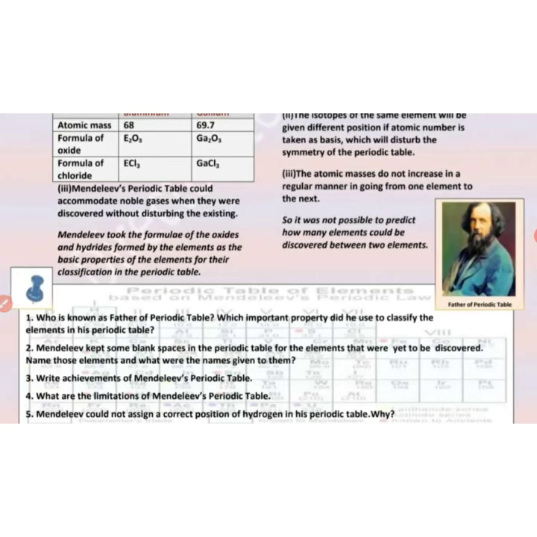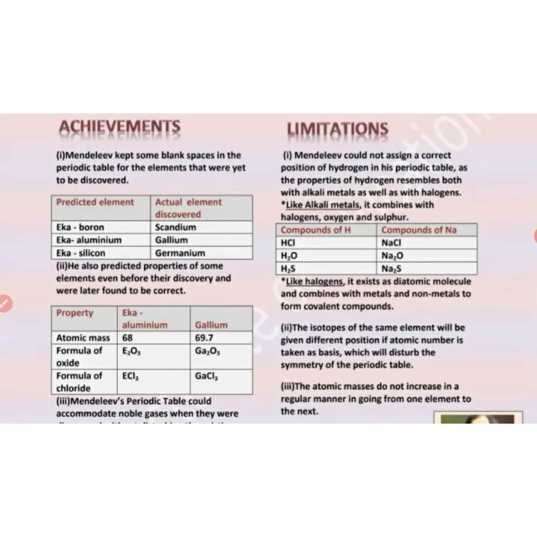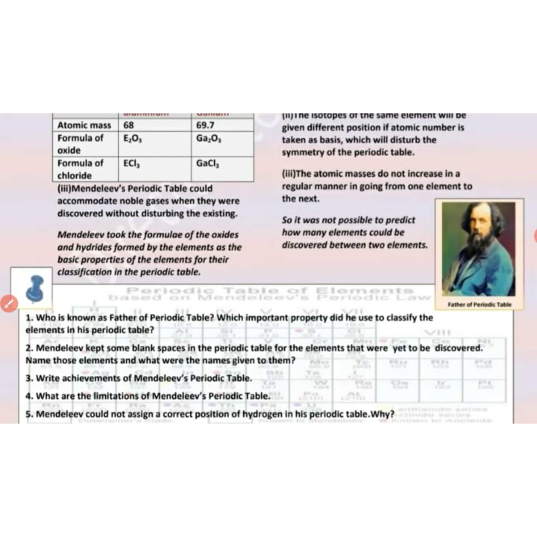The fourth question is: what are the limitations of Mendeleev's periodic table? As we have just discovered, first, it could not assign the position of the hydrogen atom. Second, the isotopes of the same element would be given different positions if atomic number is taken as the basis, and that will disturb the symmetry of the periodic table. And the third is that the atomic masses do not increase in a regular manner in going from one element to another. So these are the three limitations of Mendeleev's periodic table.